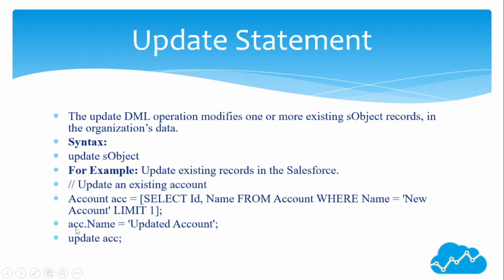In the next line, acc.Name = 'Updated Account'. So if this account name is found, we are updating that particular account name. Initially it was New Account, and now we have updated it to Updated Account. Update acc. Then we are updating this acc variable.